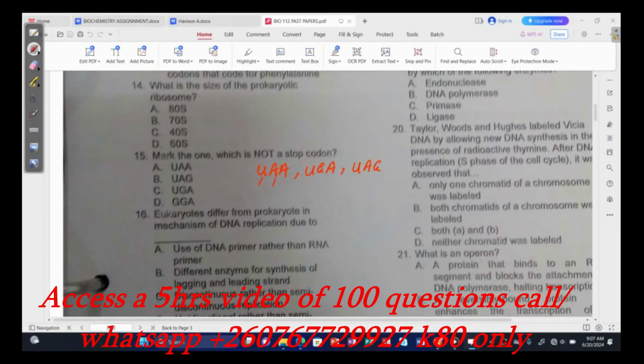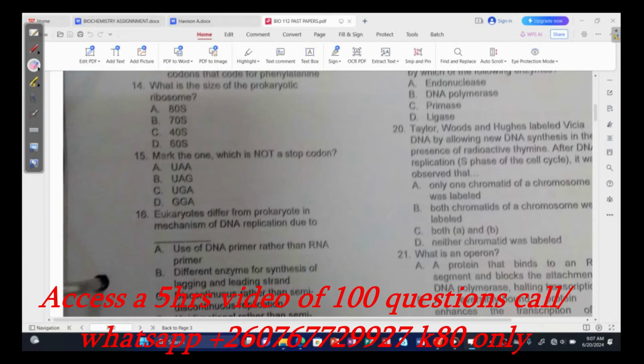You are angry, you go away, you are good. Something like that. That's how I remember this. So these are the only 3 stop codons, and a codon which is not among these is going to be the answer in this case. UAA is a stop codon, UAG is a stop codon, UGA is also a stop codon. Then this GGA is not a stop codon. So that's the answer in this case.